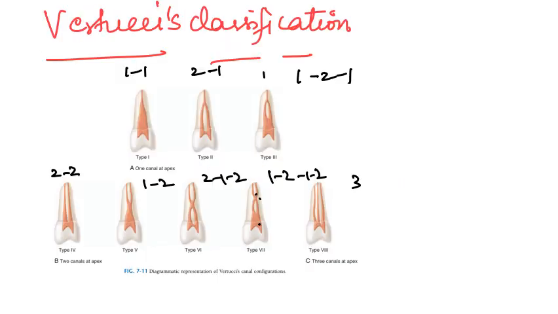The same concept you use for Vertucci also. In Vertucci you have 8 types. Just remember the first 3 types. Type 1 is 1, type 2 is 2 1, type 3 is 1 2 1. And the next 3 types will be just the opposite of the previous ones. Type 4 is the opposite of type 1, so it is 2. Type 5 is the opposite of type 2. Type 6 is the opposite of type 3. And type 7 and type 8 you can write. Okay, this is how I used to remember.